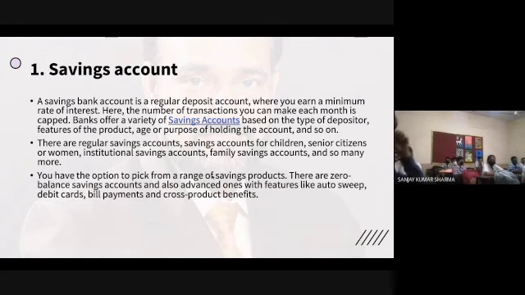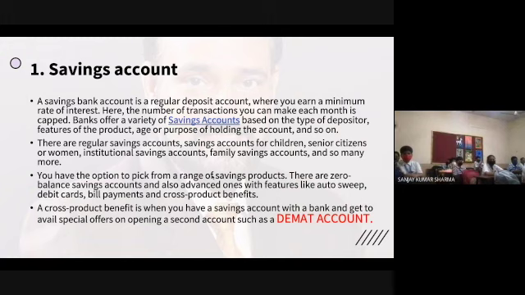So here we have the options to pick from a range of savings products. Like there are some zero balance savings accounts also. Those who are employed somewhere need not start the bank account by depositing some money. Their employer will open this account, right? And one more thing, if you want to do trading in stocks and shares, you all understand shares now. If you want to purchase or sell shares, then you should have this savings account plus a demat account or trading account. Then you will be able to do this.